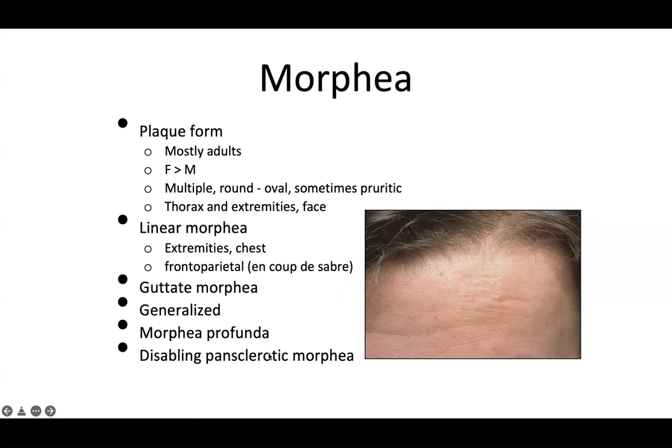Morphea profunda, as indicated by the name profunda, may remind you of lupus profunda, but you think of a more deep set morphea within the tissue.